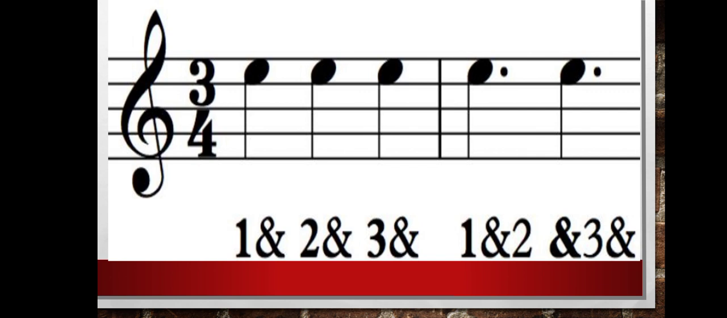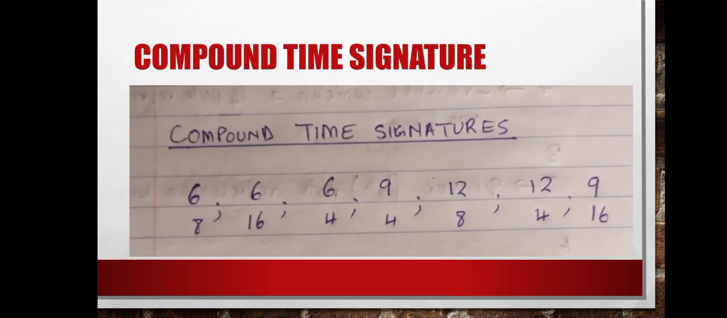Those are the compound time signatures. The compound time signatures are here. There is 6/8, 6/16, 6/4, 9/4, 12/8, 12/4, 9/6, and there are very many more others which are not here. Here, if you look at the top numbers, they are 6, 6, 6, 9, 12, 9. There is something common among these numbers. The common thing here is that all these numbers are divisible by 3.